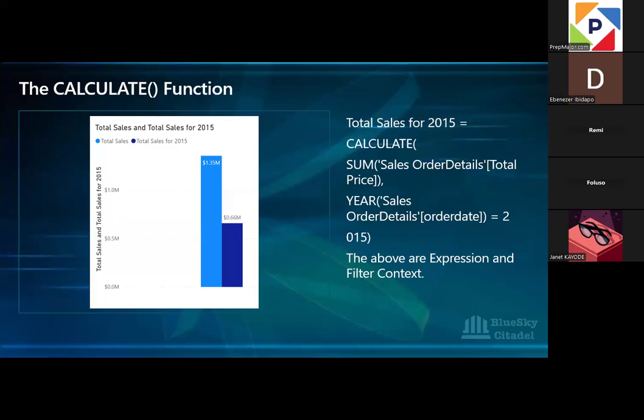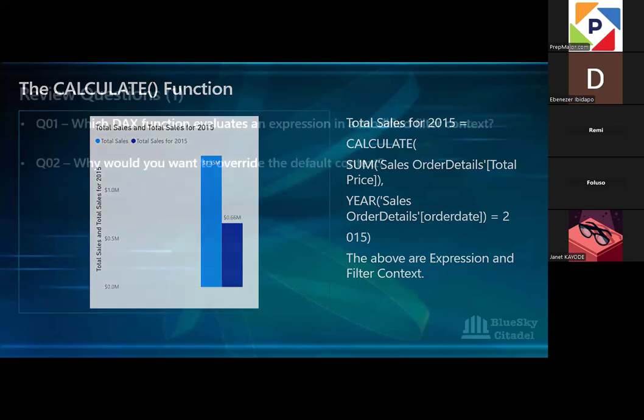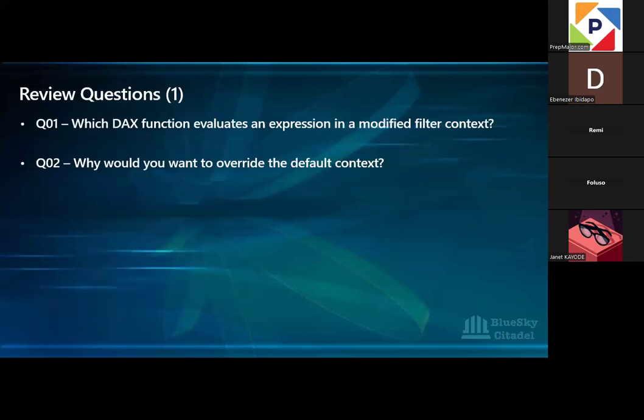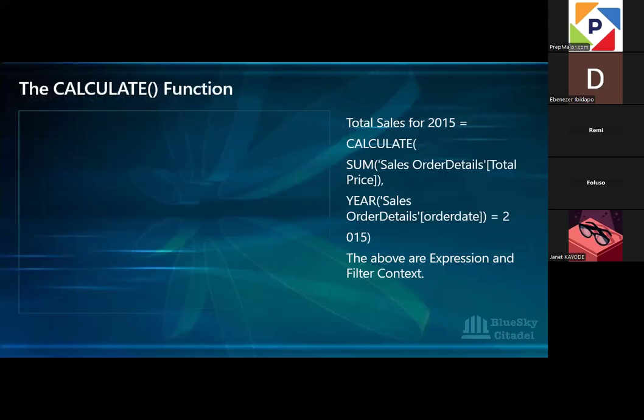Then year sales, other details, other data equals 2. The above are expressions in Power BI, which you will understand as it progresses. Okay. Check your questions, anything. It's a short explanation.